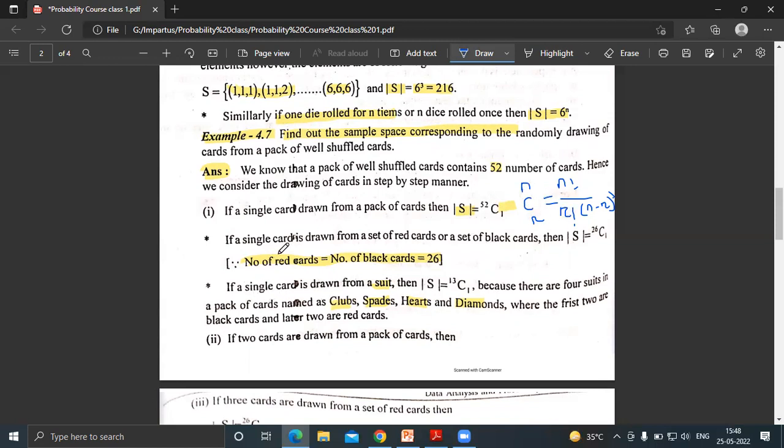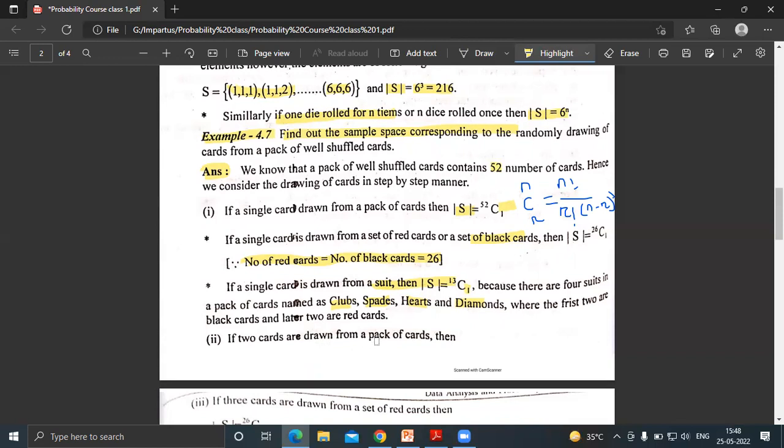Similarly, if a single card is drawn from a set of red cards or a set of black cards, then the sample space cardinality will be 26C1. Similarly, if a single card is drawn from a suit, then the sample space cardinality will be 13C1, because a suit contains 13 cards. That means from 13 cards, you have to draw 1 card.